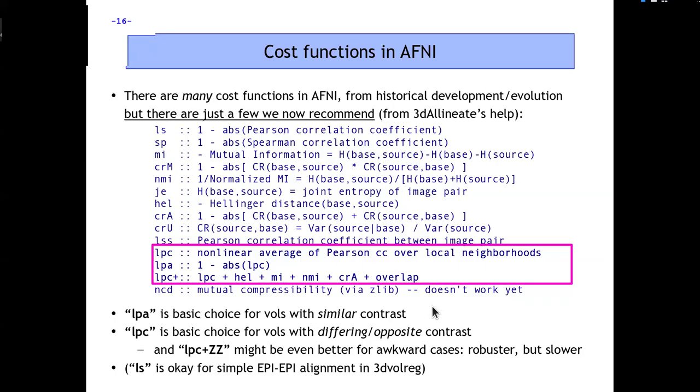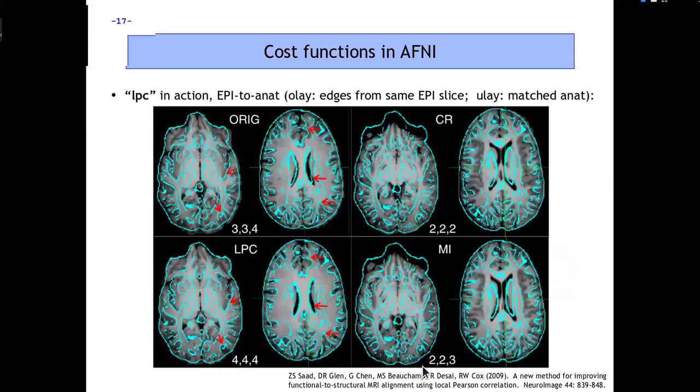If you have very, very weird data and none of these are working, then you by all means ask. The other fallback one is NMI, the normalized mutual information. But this cheat sheet for similar or different contrast is going to set your cost function in most cases. And for 3dvolreg, you can just use its default. All right.